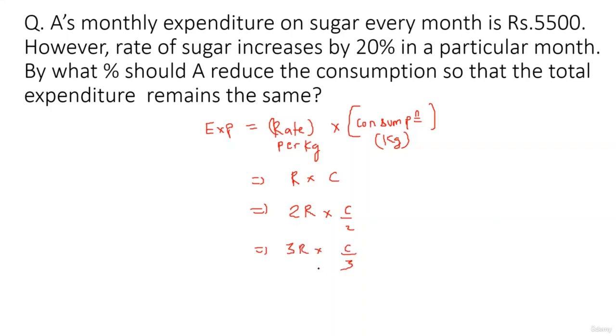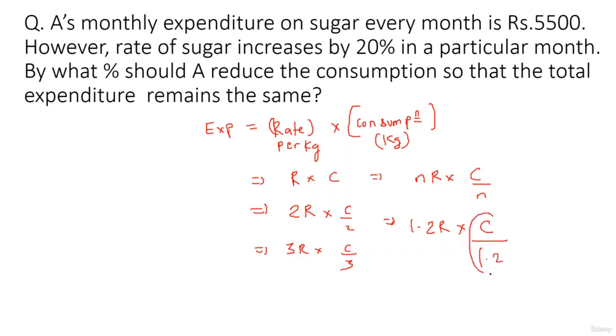So basically whenever this value of rate becomes n times, you can simply compensate by making the consumption divide by the same factor. Okay, inverse variation, right? Rate increases, consumption should decrease by the same factor so that the product remains constant in this case because it's required, right? So the rate of sugar increases by 20% in this question. So the rate basically becomes 1.2 times, right? We saw 20% increase means 1.2. So to compensate, we'll make the consumption divide by 1.2.